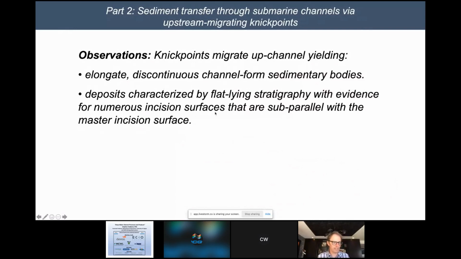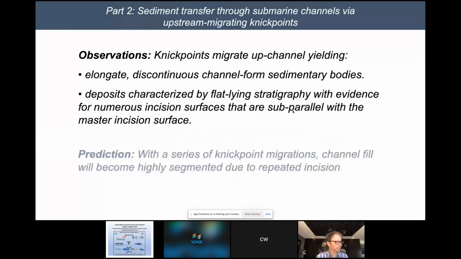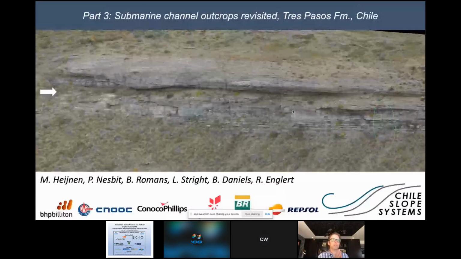And it's clear that the channel's not migrating back and forth too much. The subsequent incision surfaces, the nick points, are constrained to within the channel itself. So those subsequent incision surfaces are, relatively speaking, subparallel with that master incision surface. And if you recall, that's basically the observations we described from the outcrop. So you can see where I'm heading. The prediction is that with a series of nick point migrations, channel fill will become highly segmented due to repeated incision. And you'll recall that the last time I went to the outcrop, I was focused on the strike view.